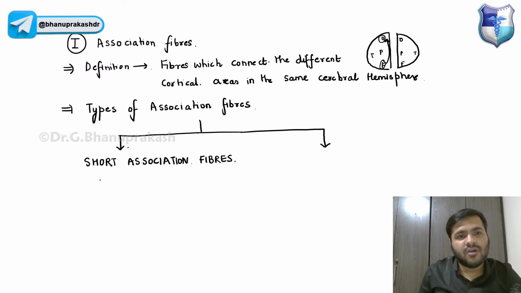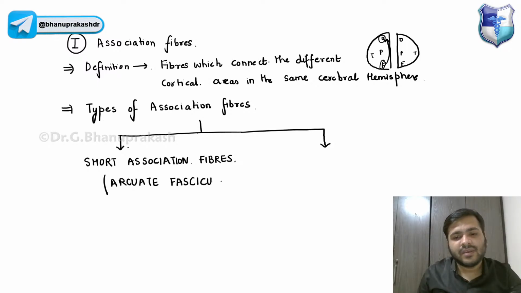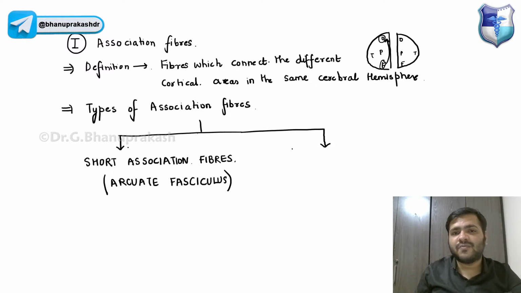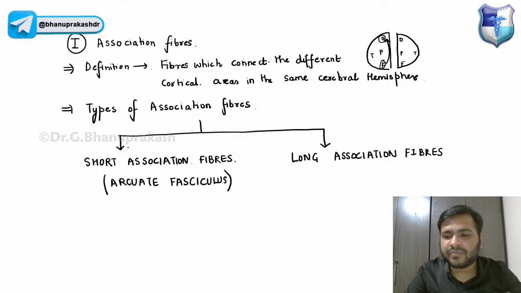These fibers are also known as the arcuate fasciculus. This white matter bundle is referred to as a fasciculus, and I will be telling you why it is called the arcuate fasciculus. But first, try to put down the classification over here. Pen down the classification, guys, and we have the long association fibers.